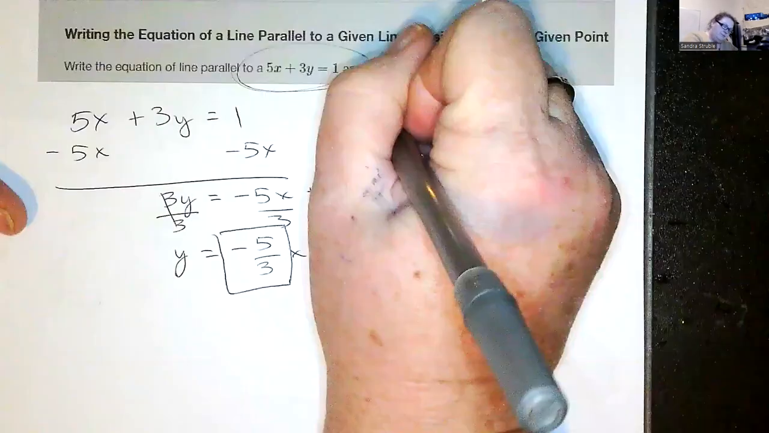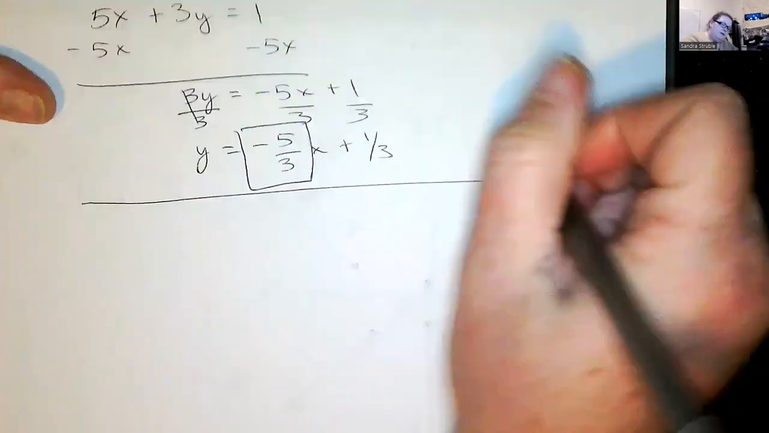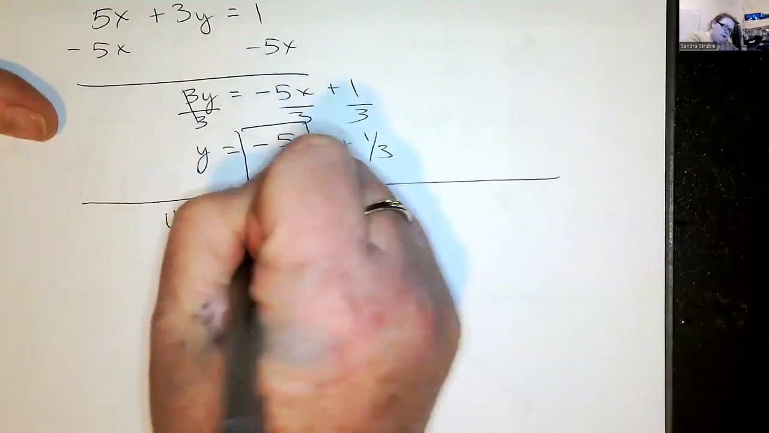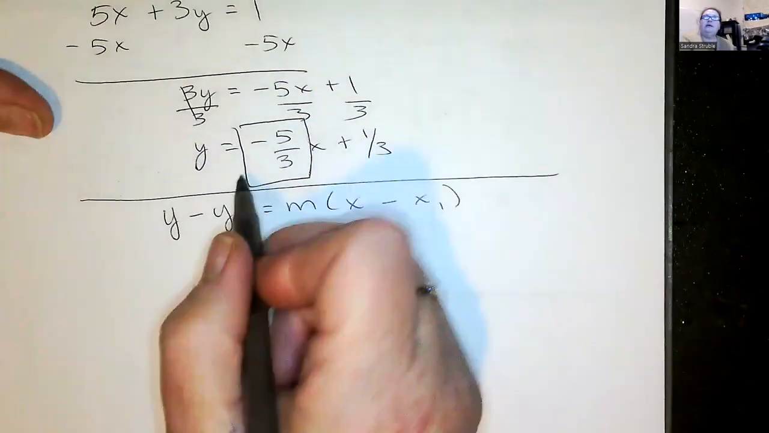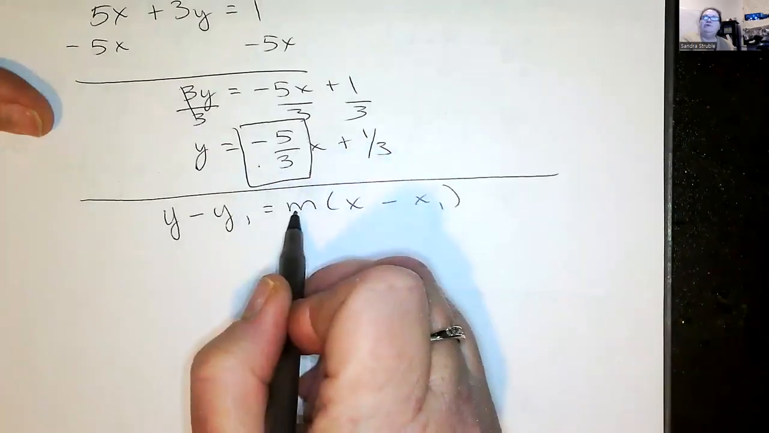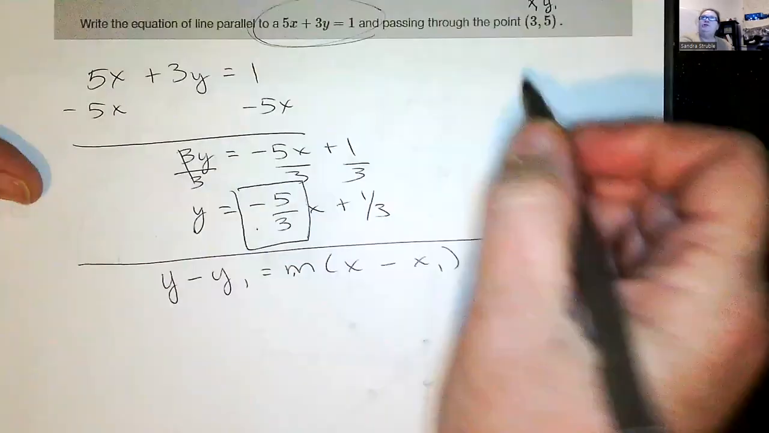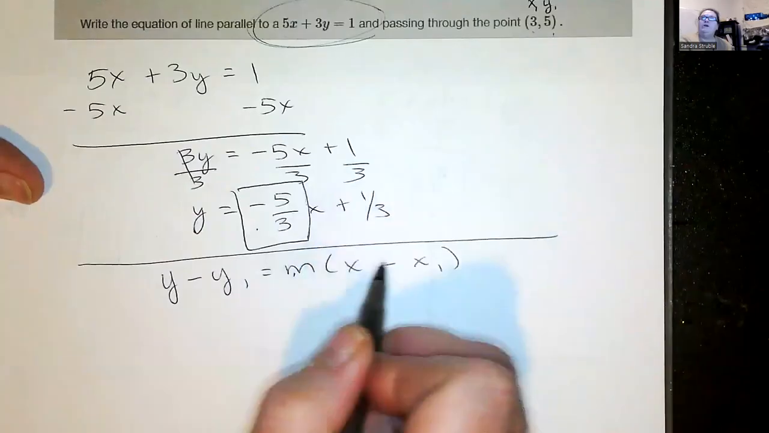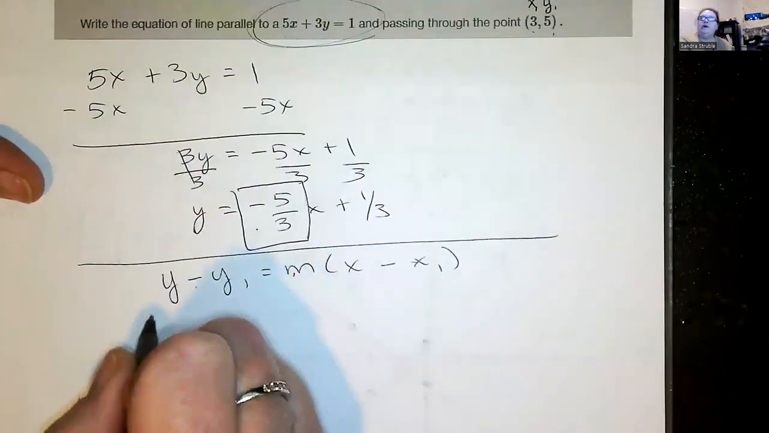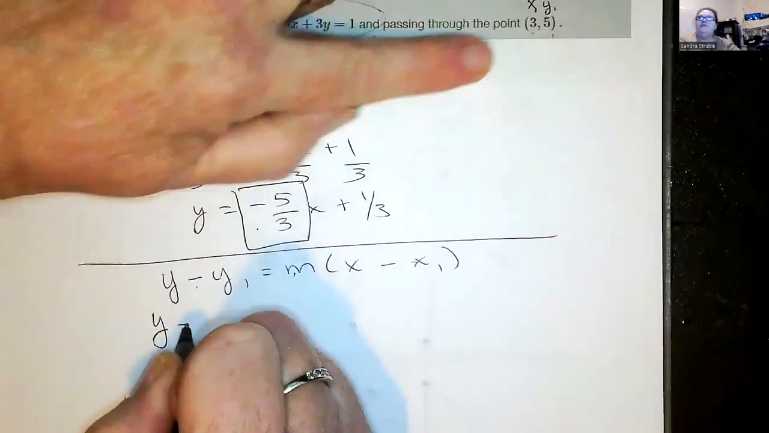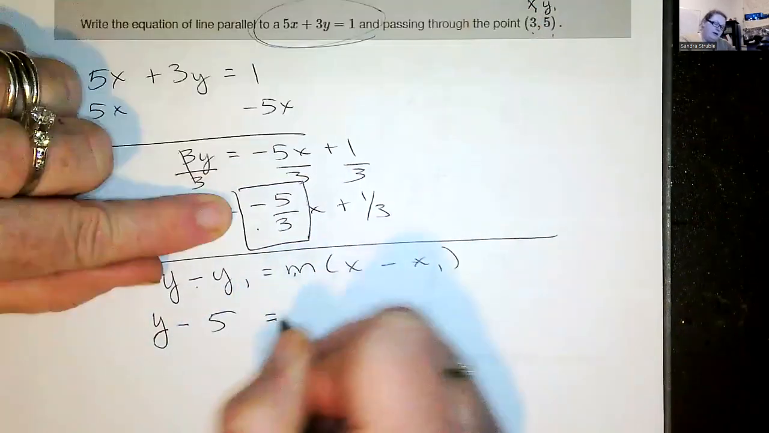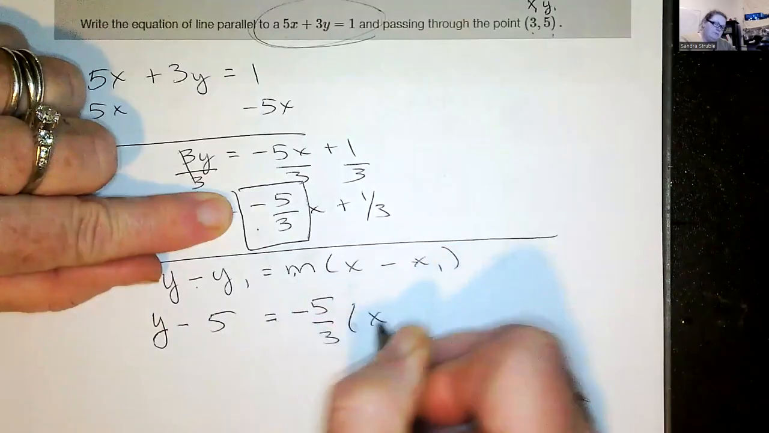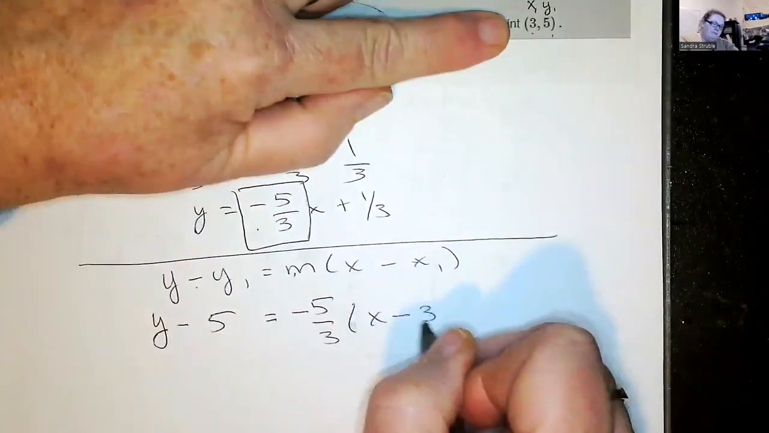Okay. I'm going to come down here and go y minus y sub 1 equals m(x minus x sub 1). I'm going to take my negative 5/3 and substitute it for the m that I have here. And I'm going to use (3, 5) as my x1 and my y1. So I've got y minus 5 is equal to negative 5/3 (x minus 3).